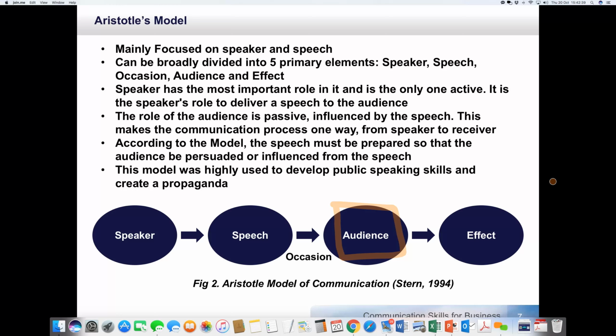So this particular model is primarily seen in situations where there is public speaking. For example, it could be a seminar that you go to, or an event that you attend, and this model puts focus primarily on the speaker or the presenter who is making the speech.